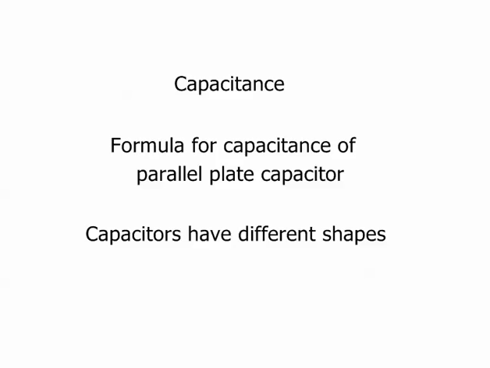So in this lesson we learned about capacitance, what it is, that it's the charge divided by the potential difference of a capacitor. And we learned the formula for the capacitance of a parallel plate capacitor. And we learned that capacitors can have different shapes, and that all capacitors have a capacitance, even if we don't know the formula for that capacitance.